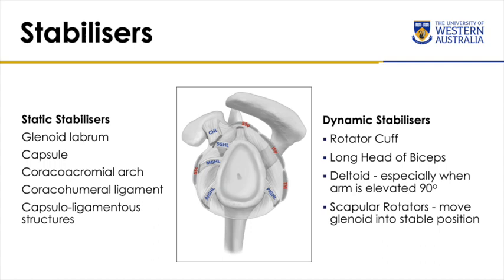The dynamic stabilizers are basically the muscles around the shoulder: the rotator cuff, the long head of biceps, the deltoid, most importantly when the arm is elevated above 90 degrees, and the scapular rotators, which move the scapula and therefore the glenoid into a stable position.